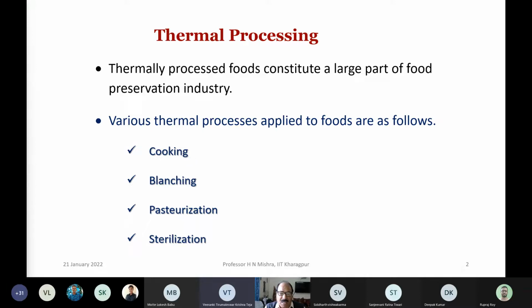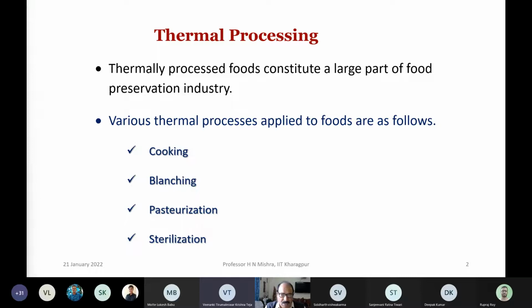So the various thermal processes which are applied to food can be categorized as cooking, blanching, pasteurization, and sterilization. That is the purposes for which the heat is given to food. It may be to cook the food, to blanch the food, to pasteurize the food, or to sterilize the food.